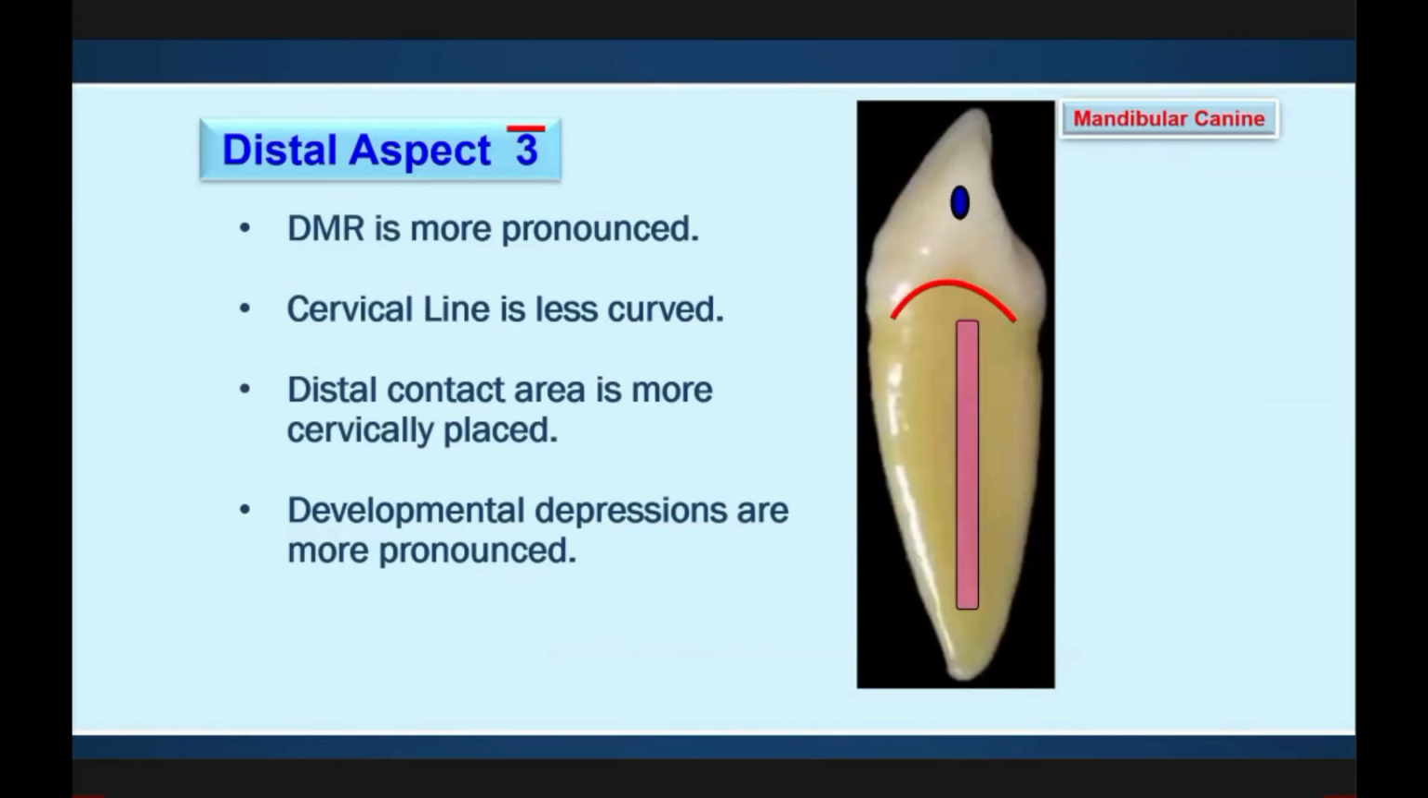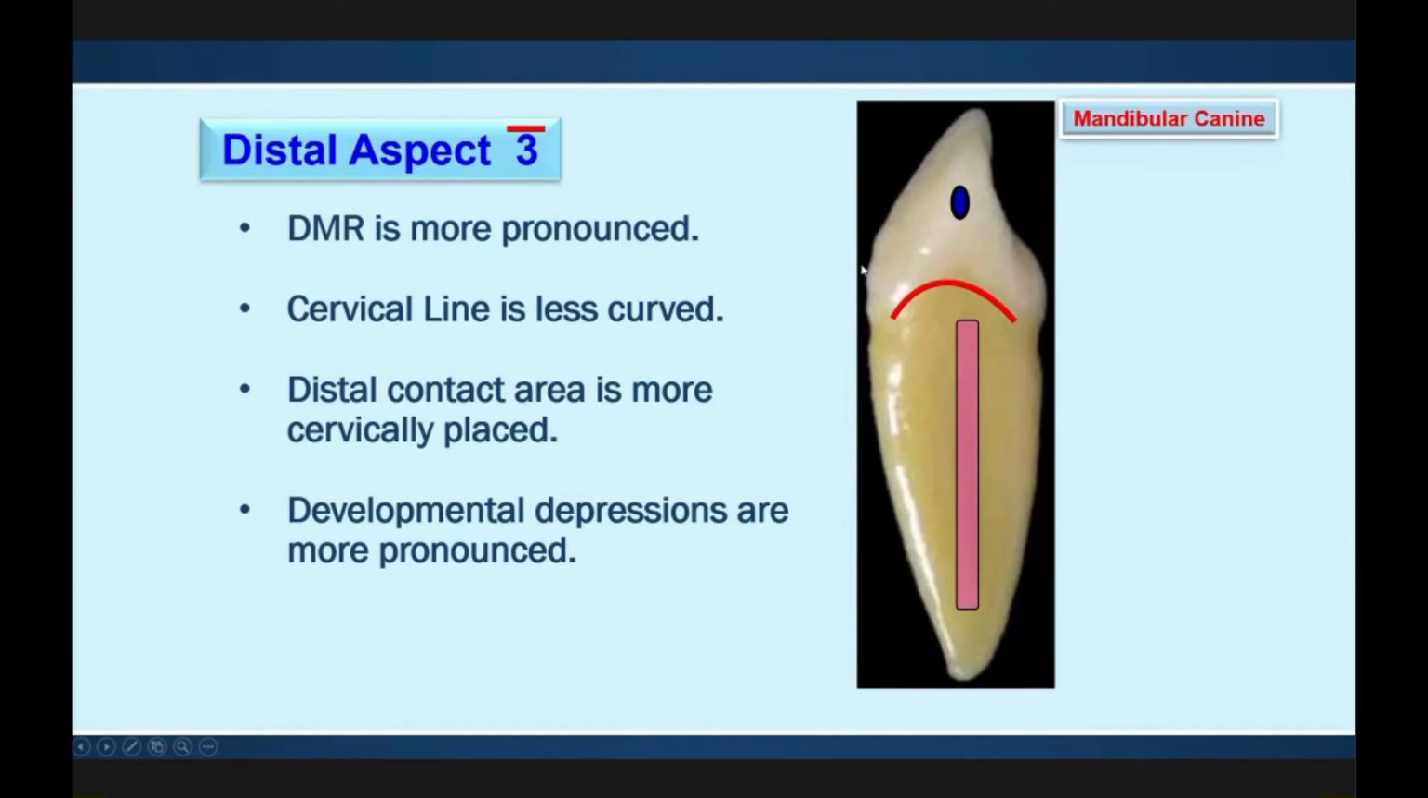Distal aspect: the distal marginal ridge is more pronounced. This is the distal marginal ridge, you see, a little bit more pronounced, and the cervical line is less curved. You see here, the cervical line curvature is only 1 millimeter. It is a little bit less curved. The distal contact area is more cervical. Mesial was at the incisal third, and the distal is a little bit more cervical.